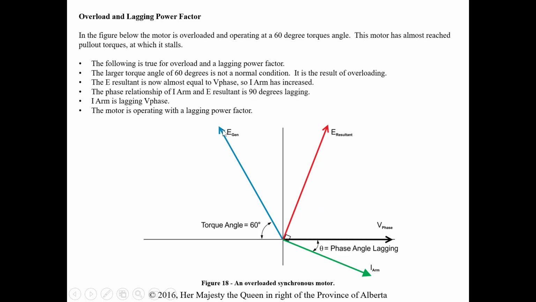So with the addition of E gen and V phase, we get our E resultant, but now we're in this quadrant where we have to show this 90-degree relationship between E resultant and I arm. We can see that that puts our current into a lag. Again, we're going this way normally, counterclockwise. So I'm going to see my phase voltage here, and then whatever this angle is later, I'm going to see my current. So it's showing current lagging my phase voltage. Again, we would never want to see a synchronous motor operating with a lagging current. The motor is operating with a lagging power factor. Again, an overloaded scenario, definitely not something we'd want to see.